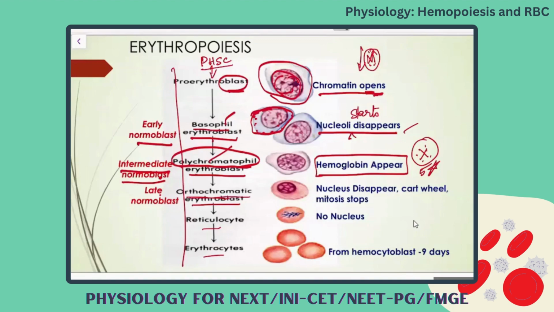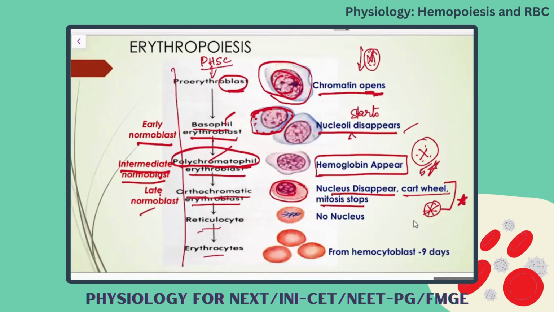So orthochromatic, no basophilic appearance, only eosinophilic appearance because nucleus totally disappeared. And the degradation of the nucleus, if you see here, it is like a cartwheel. Okay, like this, the cartwheel appearance is being given, and the mitosis is no more after this stage. Okay, so these features are also very, very important. The cartwheel appearance is seen in late normoblast or orthochromatic erythroblast.